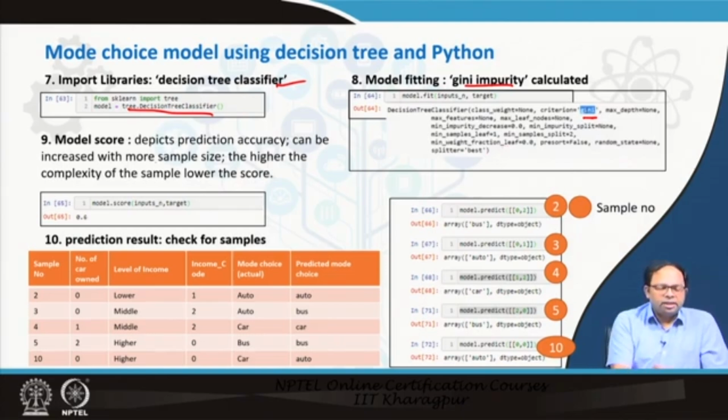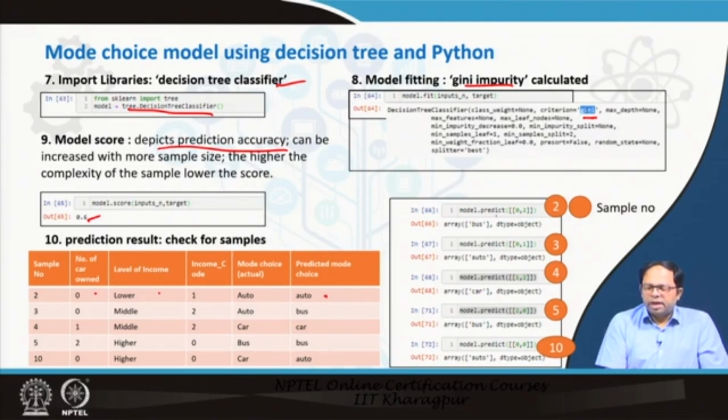Then we can generate the model score, and this model score depicts the prediction accuracy, which can be increased with more sample size. The higher the complexity of the sample, the lower the score. So, we get a model score of 0.6, and these are the predictions. You can see that for sample number 2, cars owned is 0, income level is lower, mode choice is auto, and it has predicted auto correctly. So, this is where the prediction is done.